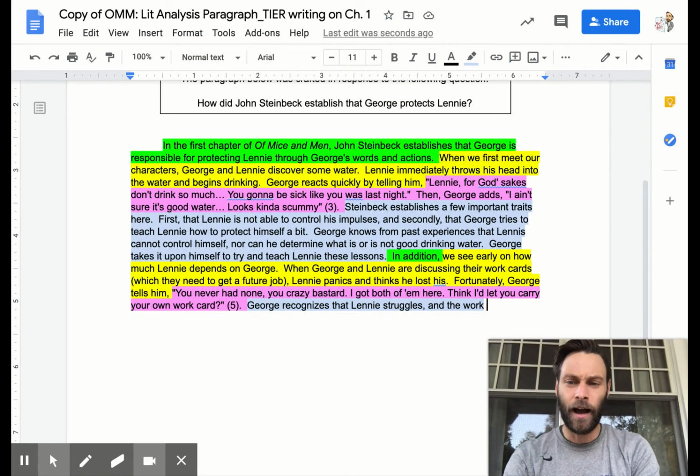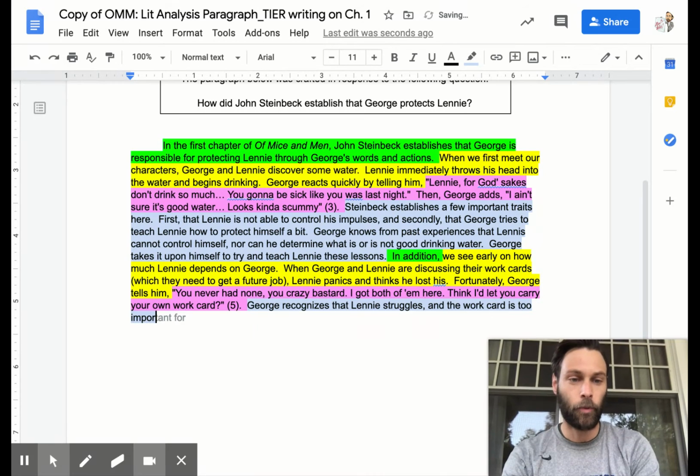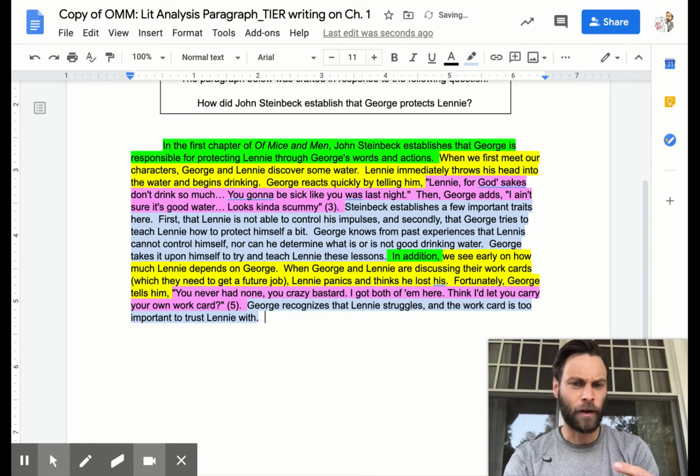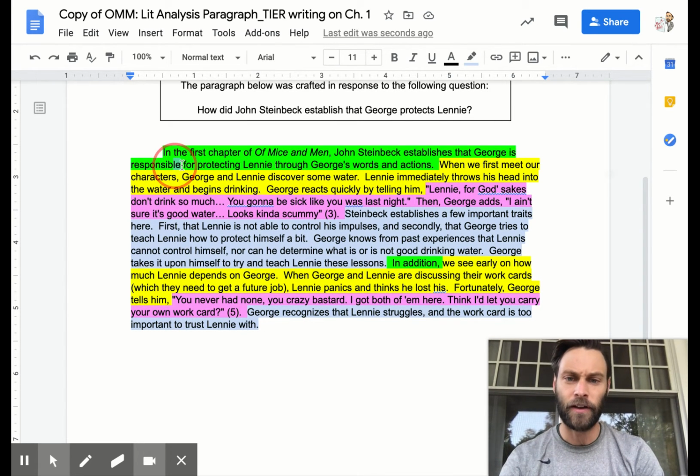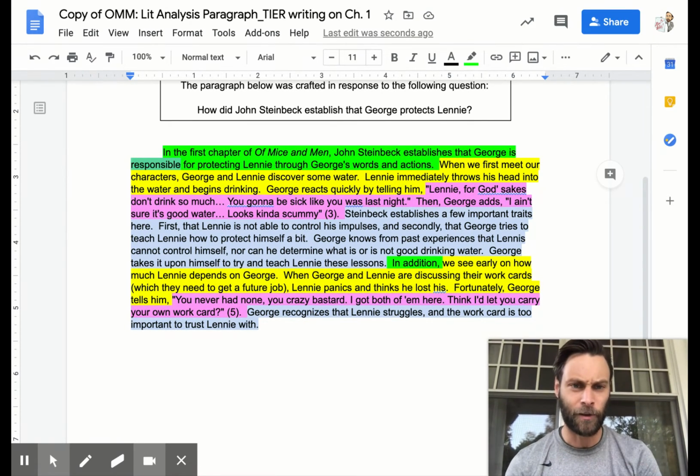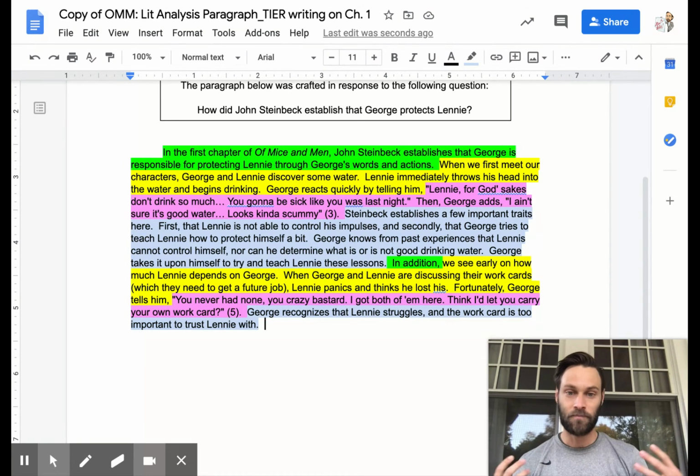So I'll say, and the work card is too important to trust Lenny with. But then I want to keep going here, right? Because that on its own, I need to drive home that responsibility. That's one of my favorite words that I end up using up here as I look back at it: George feels responsible for Lenny, even though he doesn't have to. He feels responsible. So I want to come back to that.